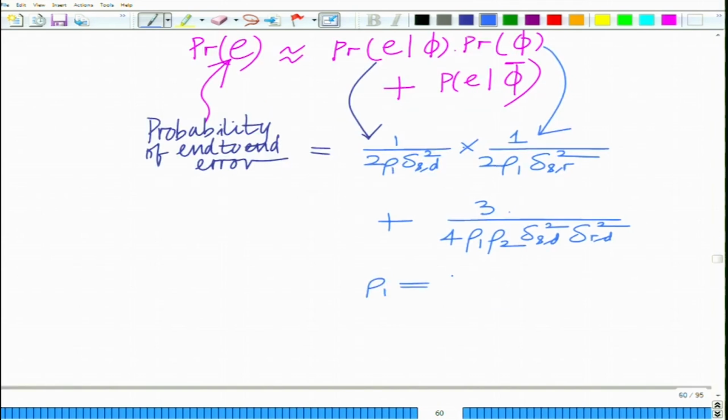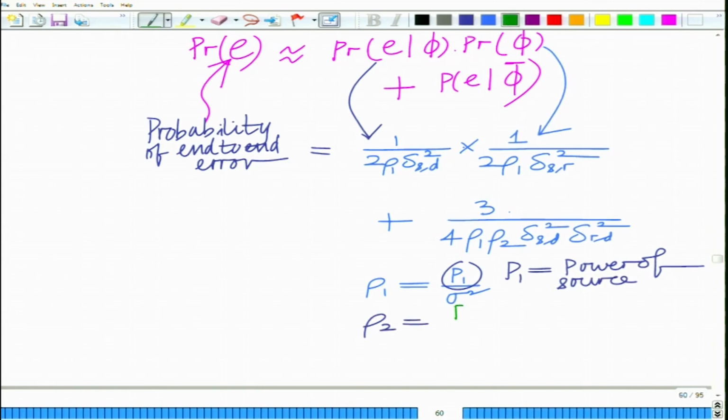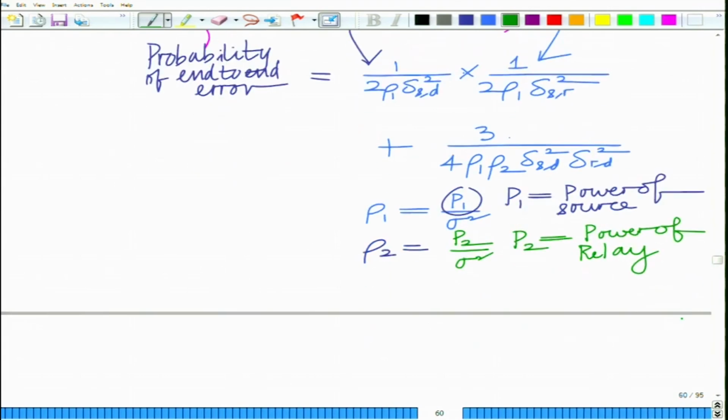Now, what is rho 1? Remember, rho 1 equals P 1 by sigma square, and P 1 equals the power of the source. Rho 2 equals P 2 by sigma square, and P 2 equals the power of the relay. This is the transmit power of the relay.